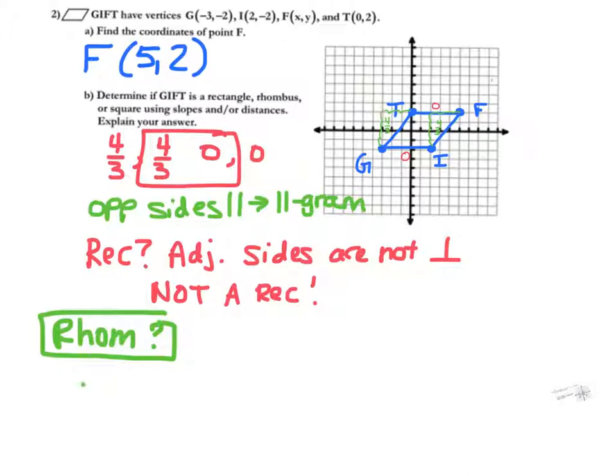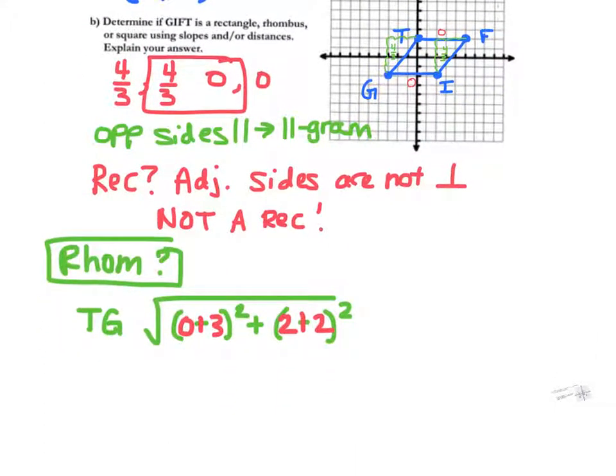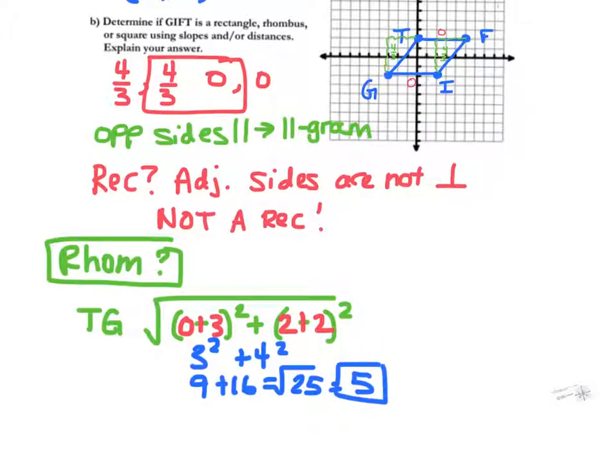I'm going to pick two adjacent sides. So I want to find the distance of TG. Okay, so looking at T, my x value is 0. G, x value is -3, so that turns to a +3. Y values, T is 2, G is -2, so that becomes a +2. All right, solving further, I get 3 squared plus 4 squared, and that gives me 9 plus 16, which is 25, and I still have that square root, so TG has a length of 5. Now I already know this is a parallelogram, so I already know that the opposite side is also going to be 5. I just want to find the distance of a side next to that.